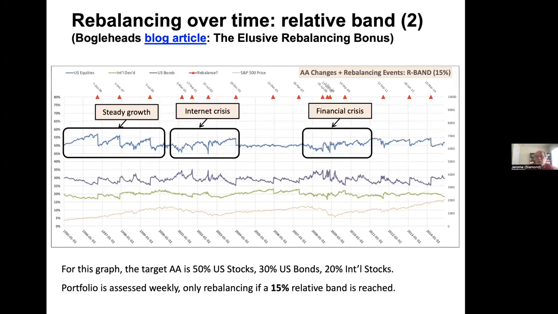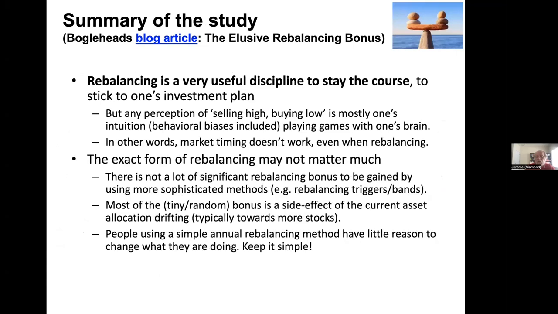So what I'm trying to say is that the few rebalancing algorithms that seem to display a teeny bit of a bonus is just the fact that you let things drift out of your target. And then what's the point? That's not what you wanted to do. That was not your plan to start with.